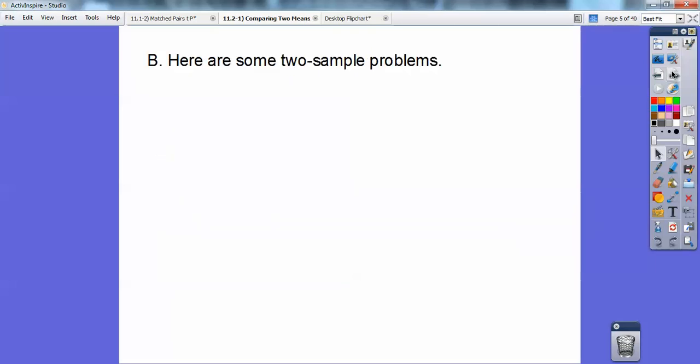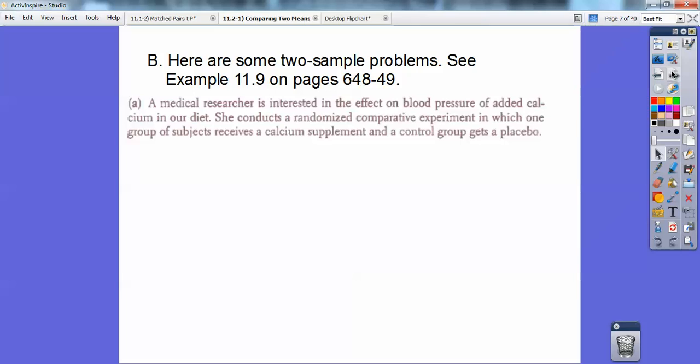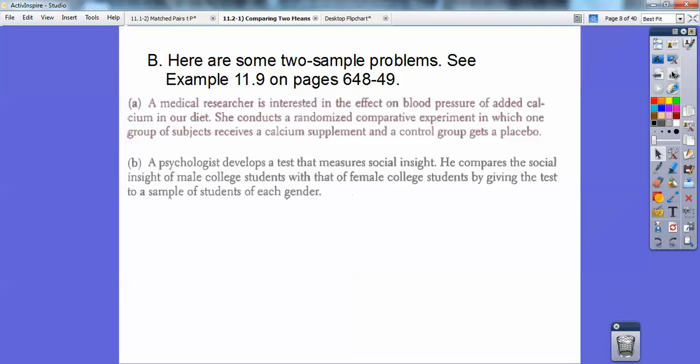Here are some examples of two-sample problems. This is example 11.9 on pages 648 and 649. A medical researcher is interested in the effect on blood pressure of added calcium in our diet. She conducts a randomized comparative experiment in which one group of subjects receives a calcium supplement and the control group gets a placebo. So she's testing two different groups. She's not subtracting them or anything like in the last lesson.